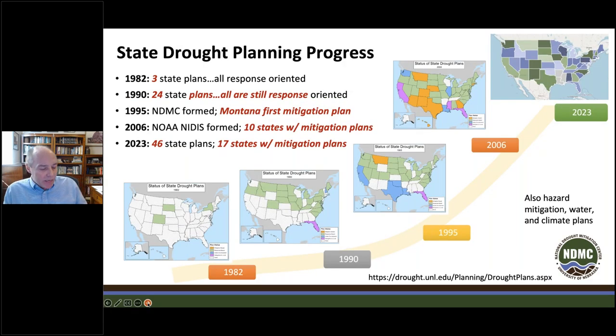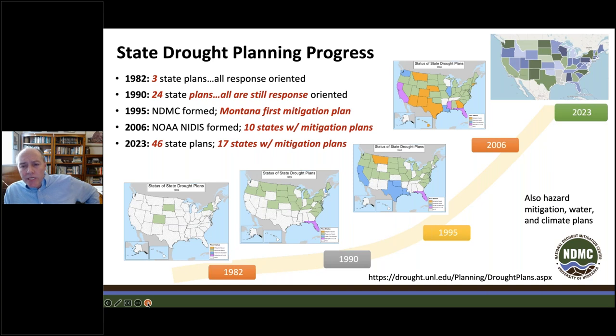But Molly just asked if I could provide a few reflections on this process. And I wanted to start out by saying the Iowa drought planning process was part of a trend in states developing drought mitigation and response plans. And as you'll see, back starting in 1982, there were only about three states that had drought plans, and they were all focused on drought response, what to do during the drought emergency. And as you can see, there's been a trend over time of more and more drought plans. You can see that the 1988, 1989, 1990 drought spurred a lot of states to create more response plans.